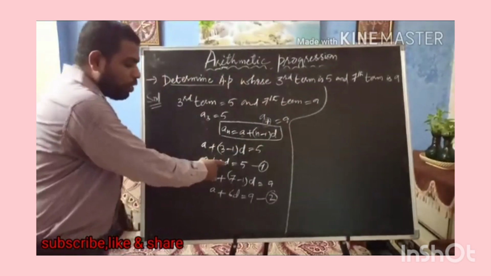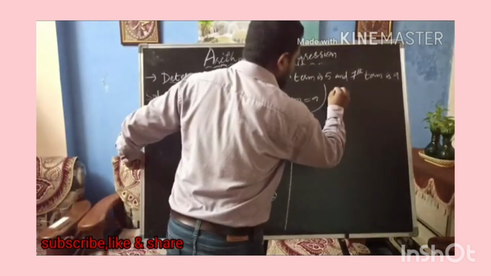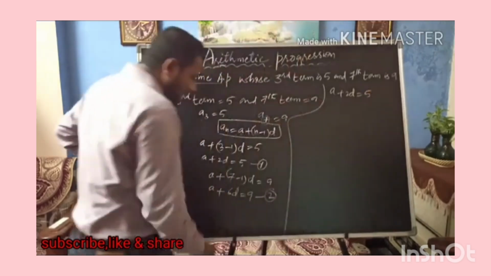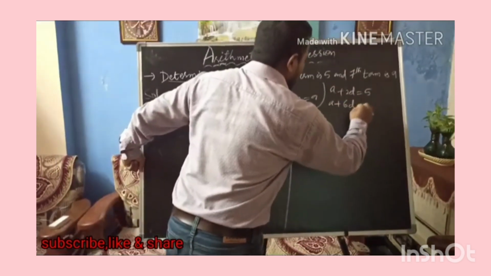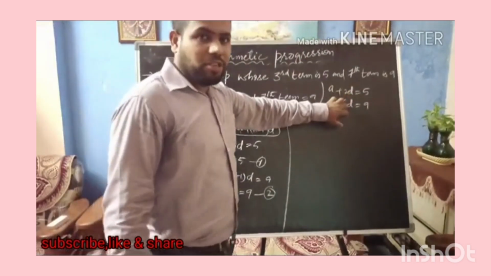Yeah, a plus 2d equals 5. The second equation is a plus 6d equals 9. The first equation is a plus 2d equals 5, and the second equation is what? A plus 6d equals 9. We are just going to solve the first and second equations.